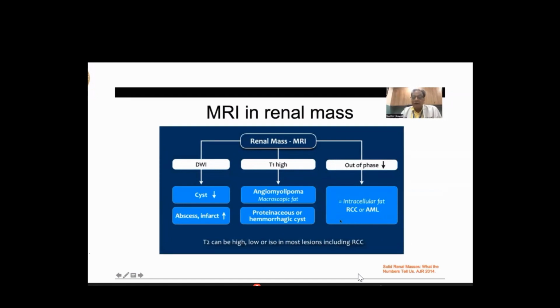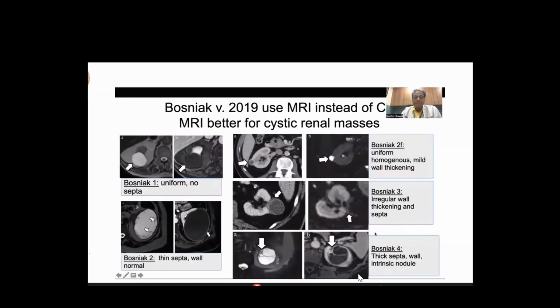So one can use MRI, but it's not very popular because the surgeon cannot read it, and secondly because it is more time consuming than the CT scan. Then there is the Bosniak classification. MRI instead of CT: MRI is better for cystic renal masses.